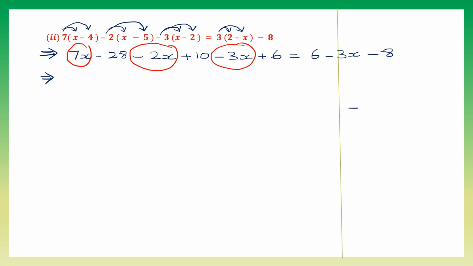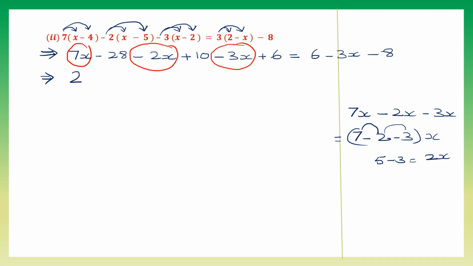Now let me work that out once again to help you understand. Now this is 7x minus 2x minus 3x. So I'm going to take only the numbers 7 minus 2 minus 3. The whole thing is x. Okay. Now 7 minus 2 is 5. 5 minus 3 is 2. So I have 2x.